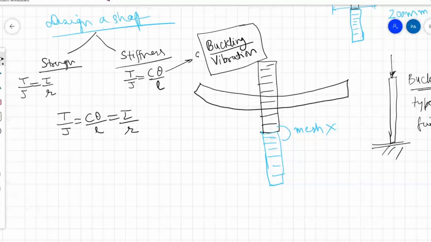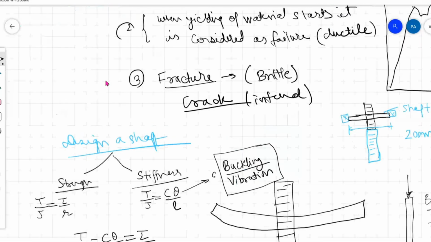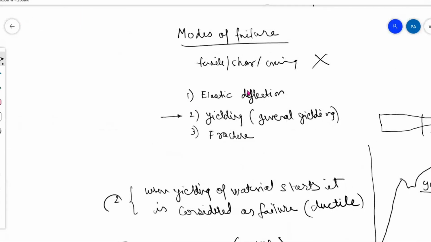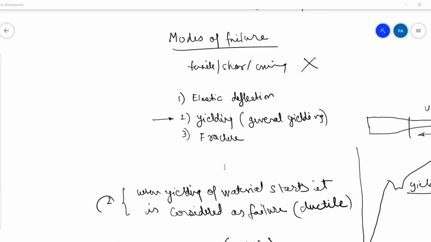So these are the three modes of failure in any material: elastic deflection, yielding, and fracture. When this comes to you as a question in examination, you will have to explain these three cases: failure by elastic deflection, failure by yielding, and failure by fracture. Elastic deflection occurs generally in shafts or columns, which can result in buckling or vibration.